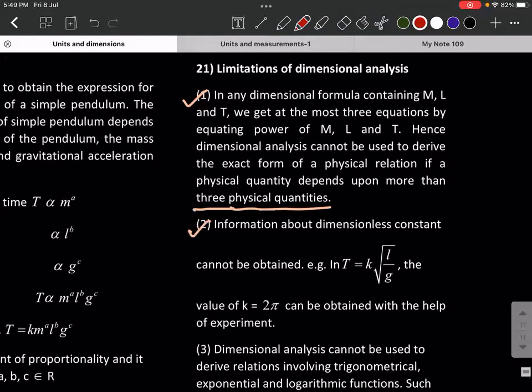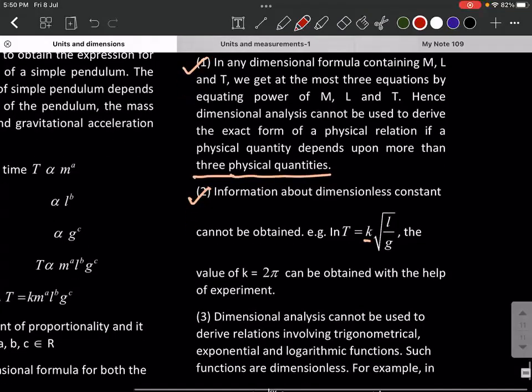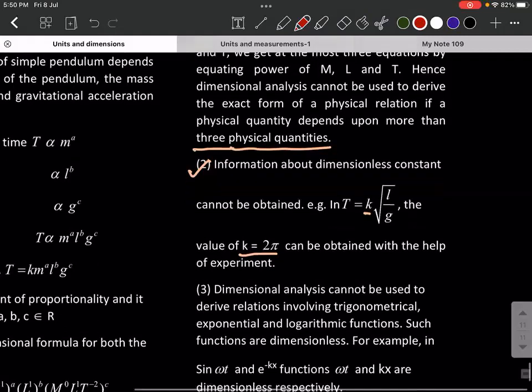Second is information about the dimensionless constant that you are introducing. For example, in the previous derivation we also introduced K. And what is the final expression? We got K into root L by G. So, information regarding the dimensionless constant cannot be obtained at all. For example, T is equal to K into root L by G, where K is equal to 2 pi, can only be obtained with the help of experiment. Okay.